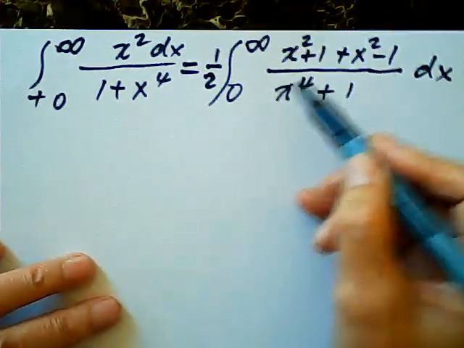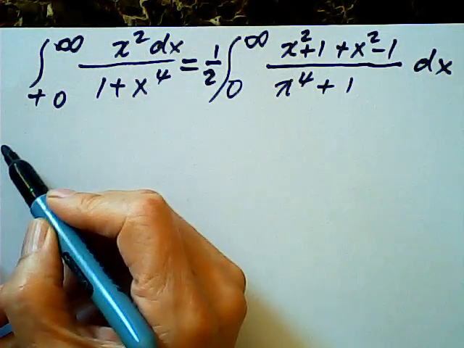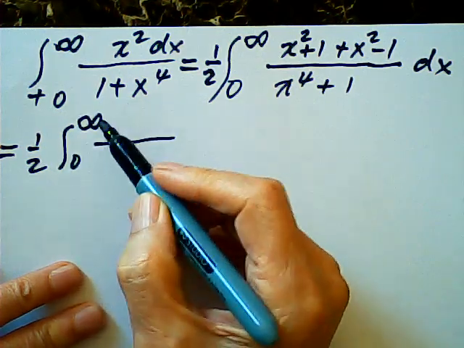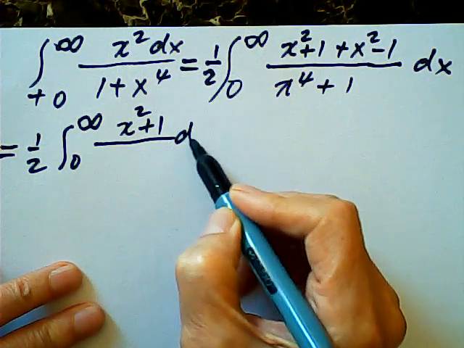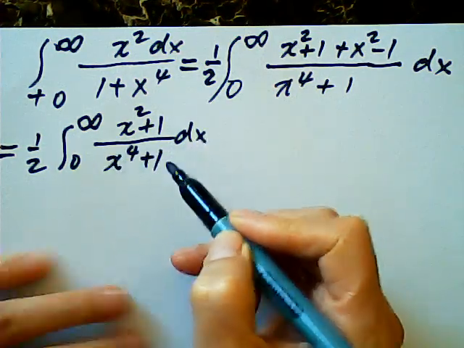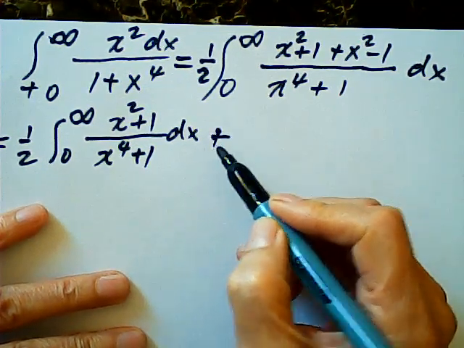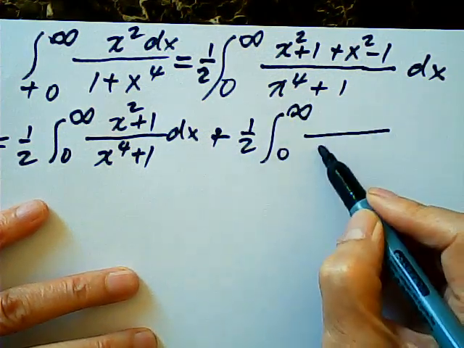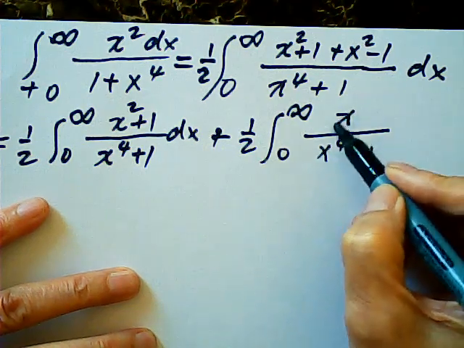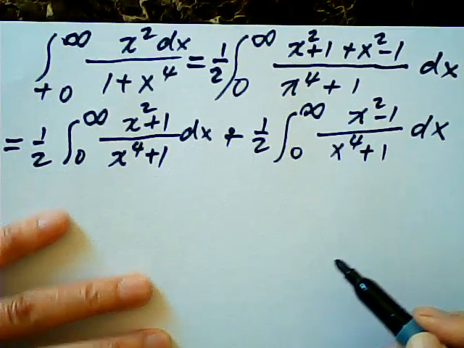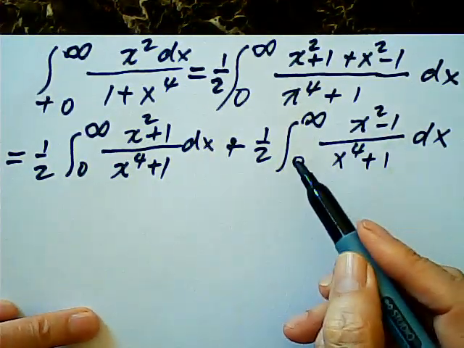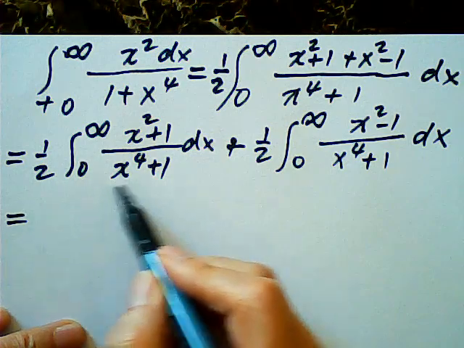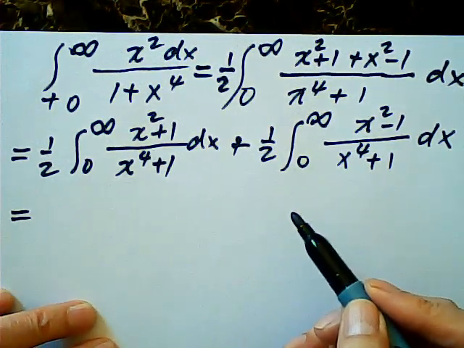Now, to do this, I want to split the integral into 2. So the first one is the integral of x squared plus 1 dx over x fourth plus 1, plus 1/2 integral from 0 to infinity of x squared minus 1 over x fourth plus 1. So I can do these two separately.